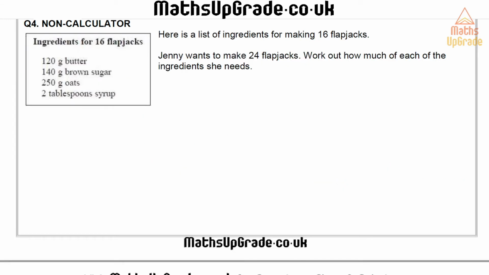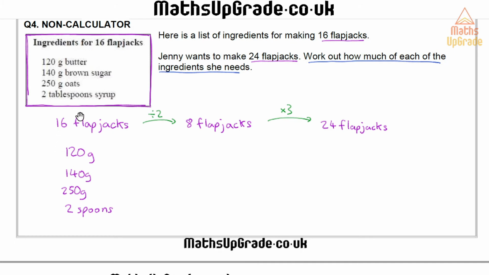In question 4, we're given the ingredients needed for 16 flapjacks. We need to work out how much of each of the ingredients we need for 24 flapjacks. So I'm going to set this up as a proportion question again. I'm going to list the ingredients for 16 flapjacks here, and I need to get to 24 flapjacks. So I need to find a common factor of 16 and 24. The highest common factor is 8.